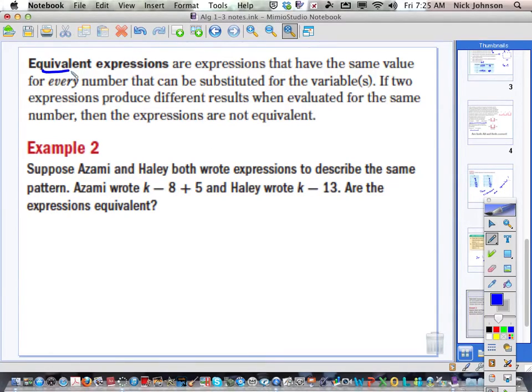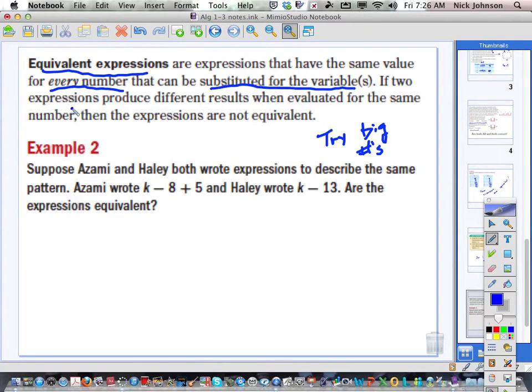Equivalent expressions are expressions that have the same value for every number. No matter what if it's 2, no matter what if it's 10. You need to pick a big number. A big number is going to set it off if they're not equal to each other. Don't try 0, 1, and 2. Try big numbers. And I'm going to put that right here. Try big numbers. For every number that can be substituted for the variables.